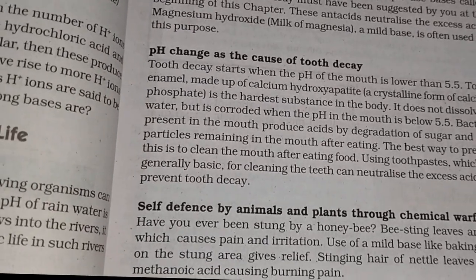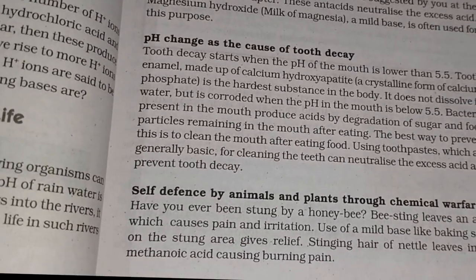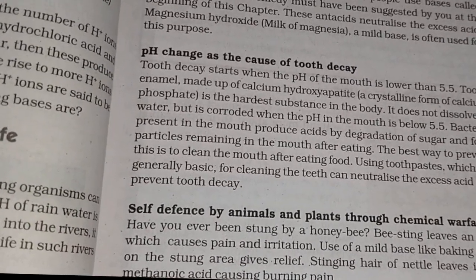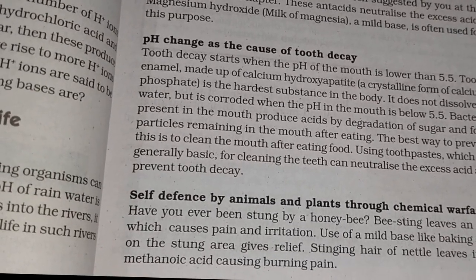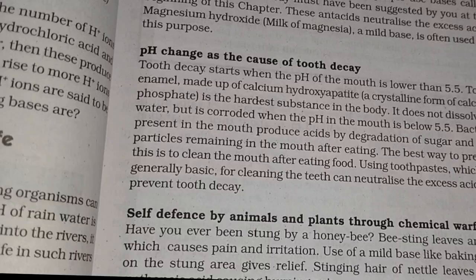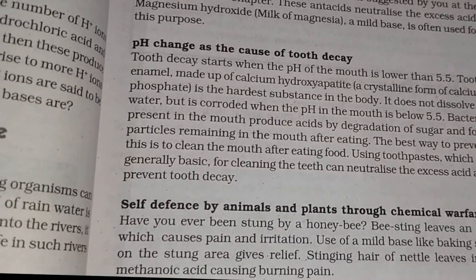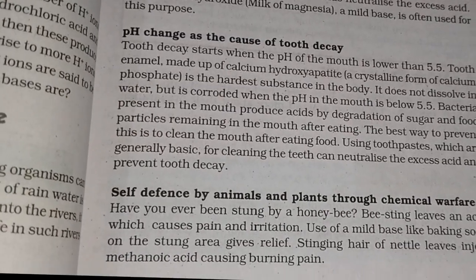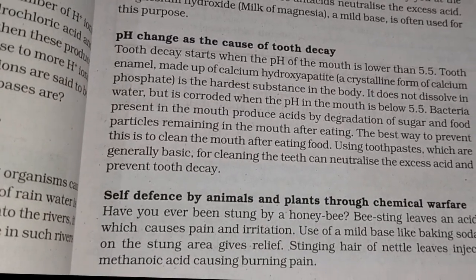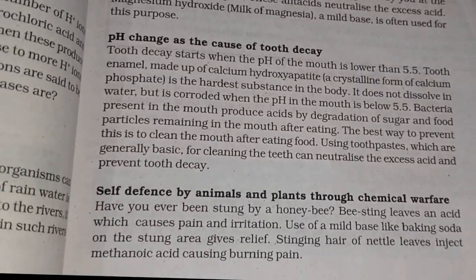Bacteria present in the mouth produce acids. Why will this acid be produced in our mouth? Because the bacteria present in our mouth produce these acids by degradation of sugar and food particles remaining in the mouth after eating. That's why after eating we should rinse our mouth to remove this. And the best way is to clean the mouth after eating using toothpaste, which is generally basic, so that it will neutralize the pH in the mouth.